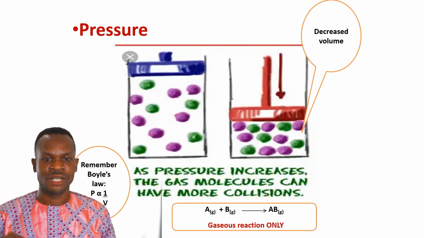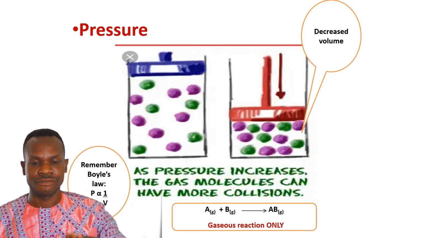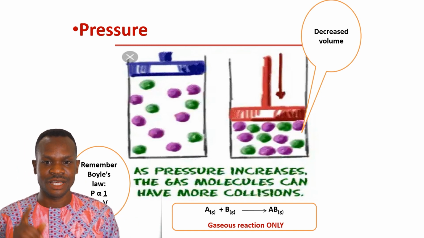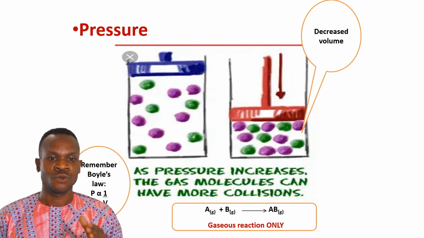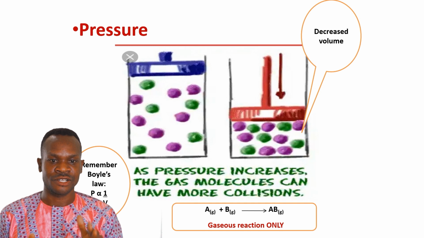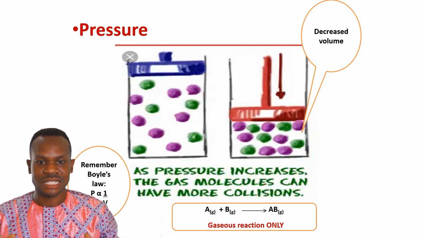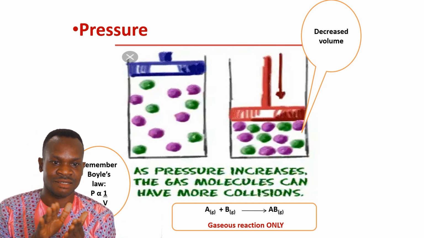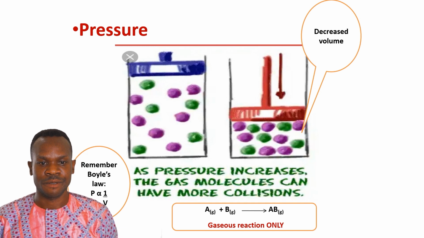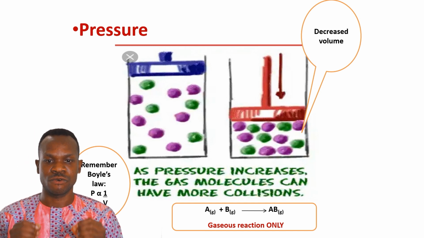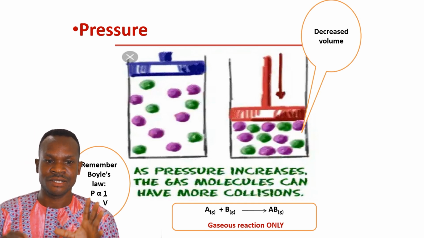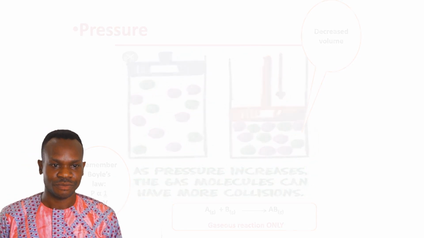The next one is pressure. When the pressure of gaseous particles is increased, the volume decreases, a statement proved by Boyle. So when the volume is decreased as a result of increase in pressure, the reacting particles have a greater chance of colliding with one another, bringing about an increase in the number of collisions, therefore increasing the rate of reaction.